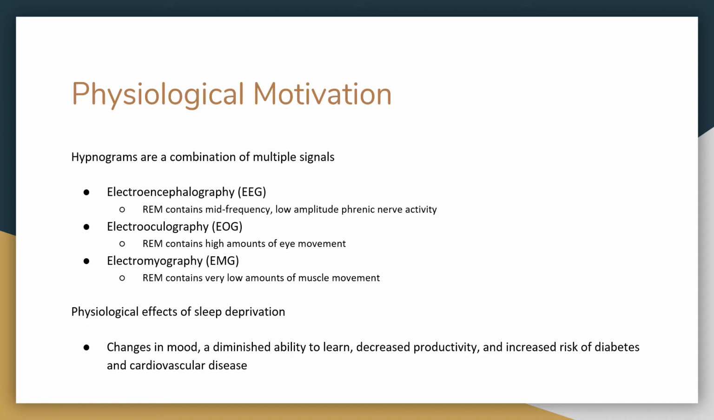EOGs are devices that measure eye movement, but also take into account brain activity. During REM, high amounts of eye movement are present. EMGs are devices that measure muscle movement. During REM, very little amounts of muscle movement are present. With these three devices and parameters for REM, our device will aid in identifying REM.